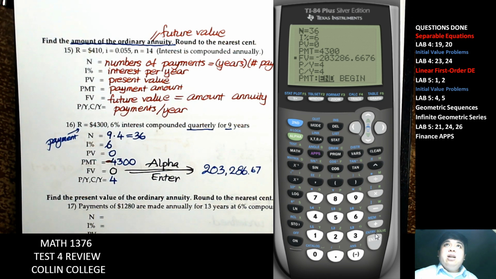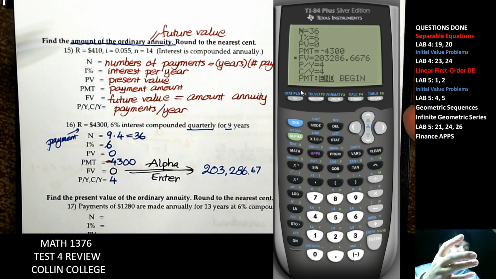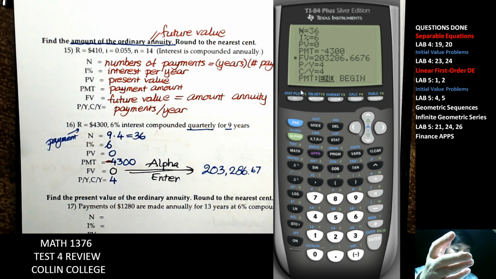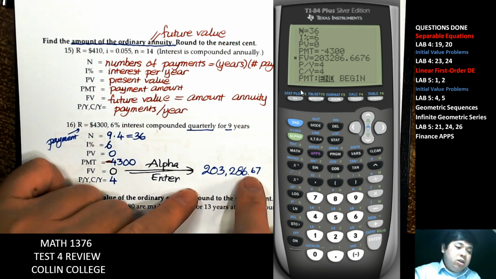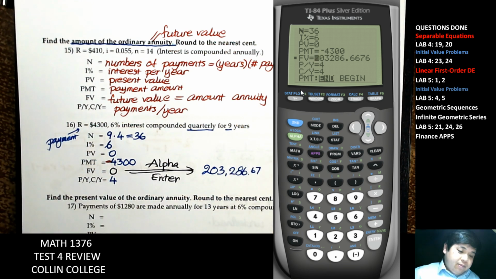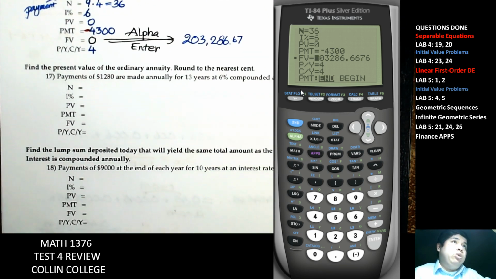So if I go back and change that, there's minus 4,300, and here do alpha, enter again, I should get positive. So if we are making a payment or we are losing any money, that is the minus, but in the future we're going to gain this much after 9 years. Alright, so that's what most of the finance problem is about. We just need to determine what we have and what we don't.